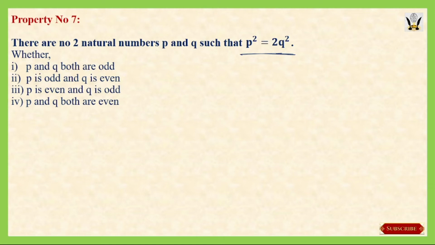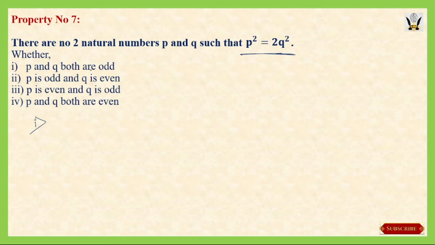Now when p and q both are odd, then also this is not true, and similarly this is also not true when p is odd, q is even, p is even, q is odd, and when both are even. So let's understand this with one example for each category.